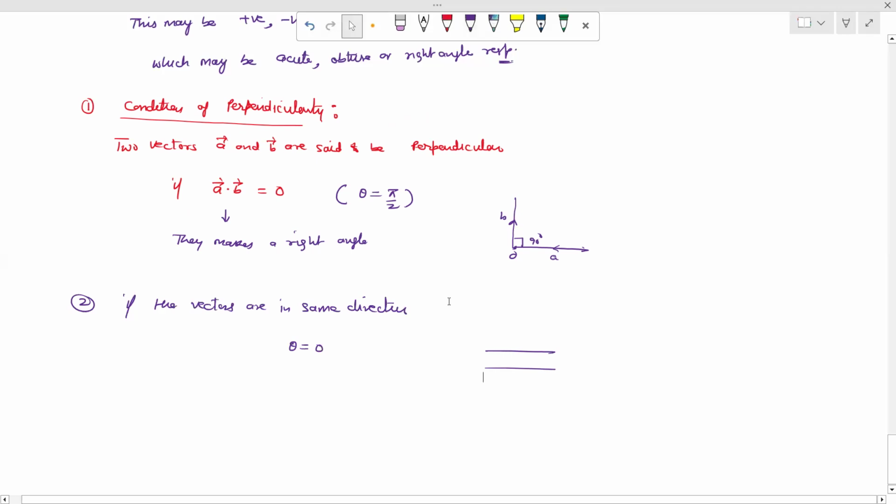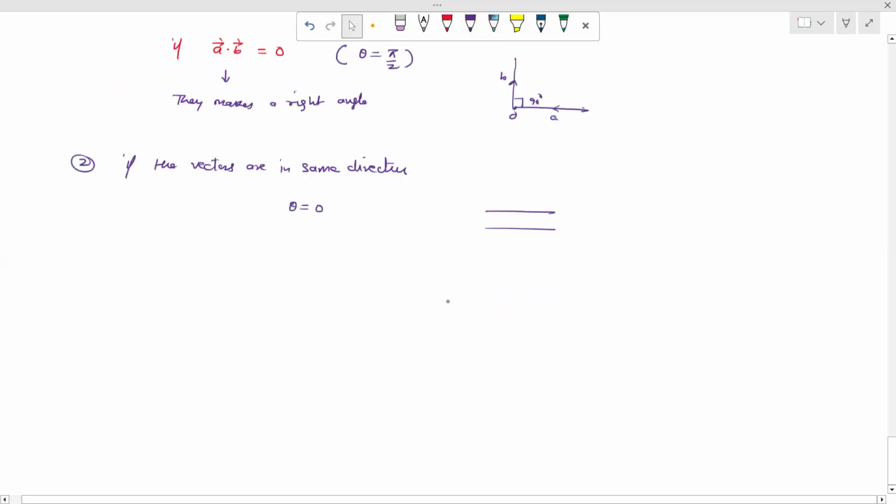So when both are in the same direction, it means theta is equal to 0. What is the value of cos 0? Cos 0 value is 1. So then the dot product of two vectors is equal to AB. Vector A dot vector B is equal to AB, which is purely constant.